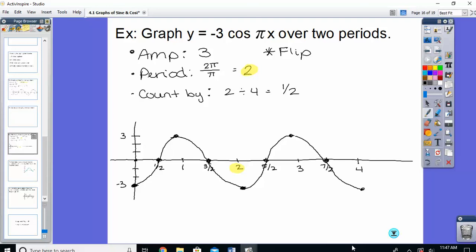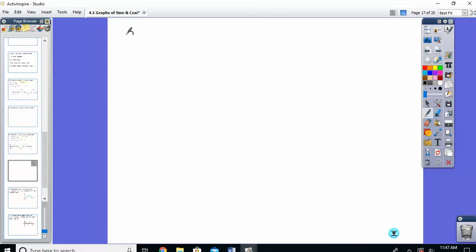How are you feeling about this so far? I think we could try one on our own. Why don't you guys graph y equals cosine 2/3 x. Just do 1 period.